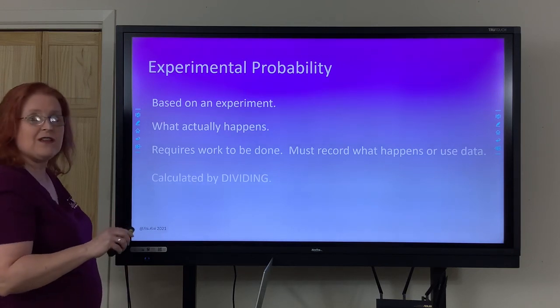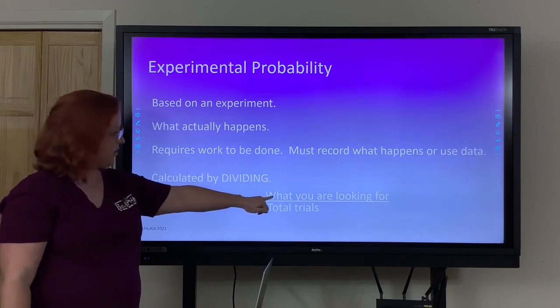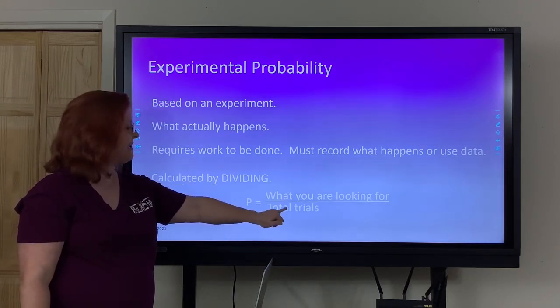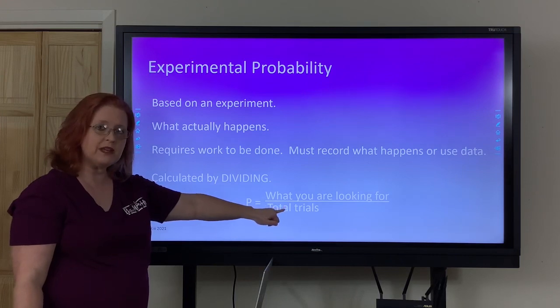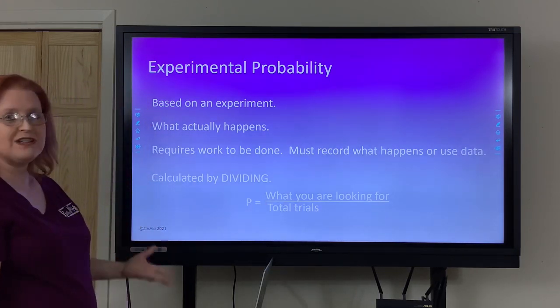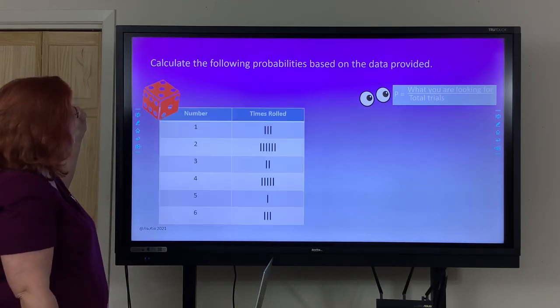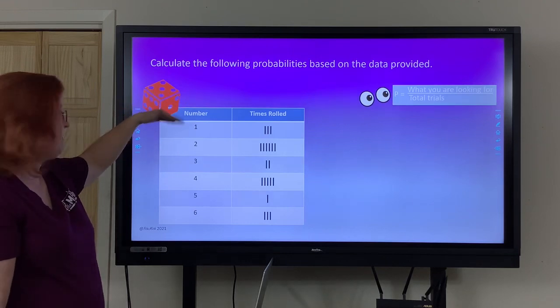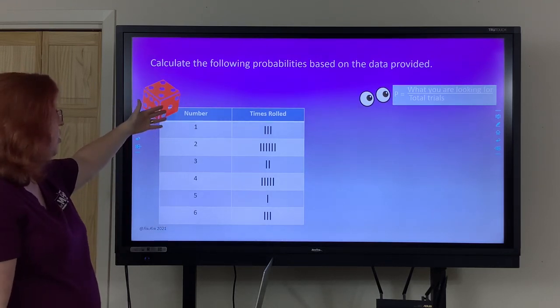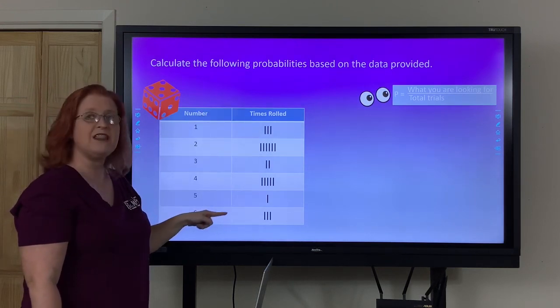And again, it's calculated by dividing. The only difference is what you're looking for is on top, but how many times you perform the experiment is on bottom. Your total trials are on bottom. So let's see what that looks like. All right, create the probability based on the data provided. So we have a number cube. We've been given a chart telling us our different numbers that could have possibly happened and the times we hit those numbers.